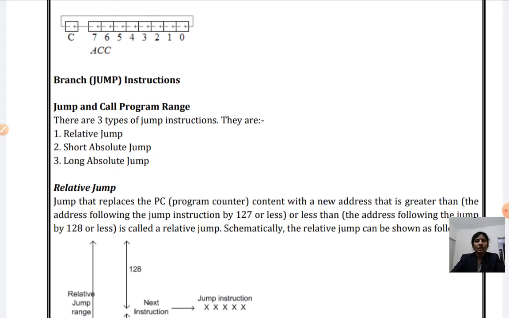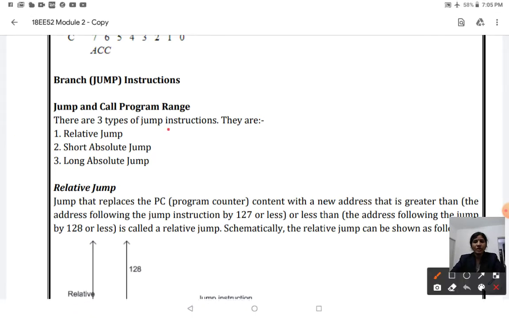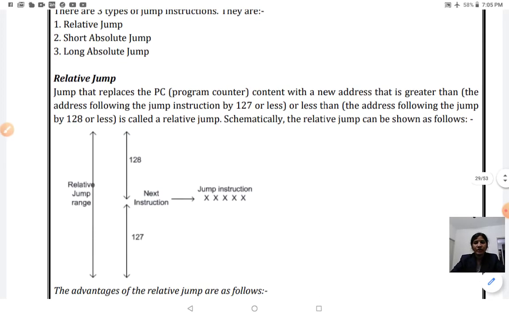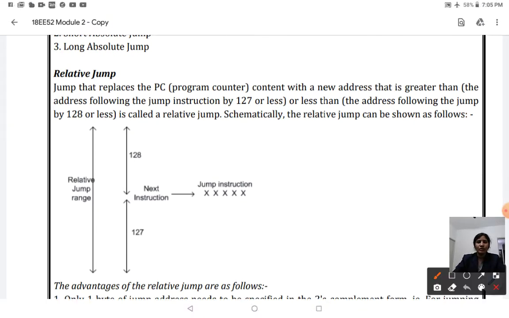So there are three types of jump instruction: relative jump, short jump and long jump. It depends upon how many bytes of data it is going to jump. In the case of a relative jump, the program counter content is replaced with a new address that is greater or less than the current one. If the jump goes up to 127 bytes ahead of the address following the jump instruction, or up to 128 bytes back, within this range as shown here, then it is called a relative jump instruction.